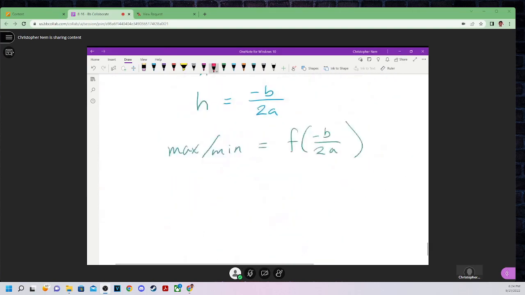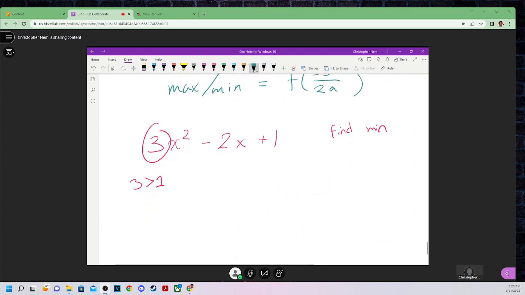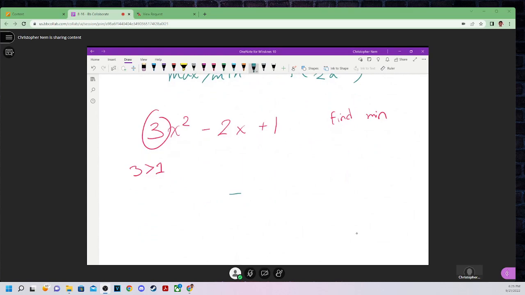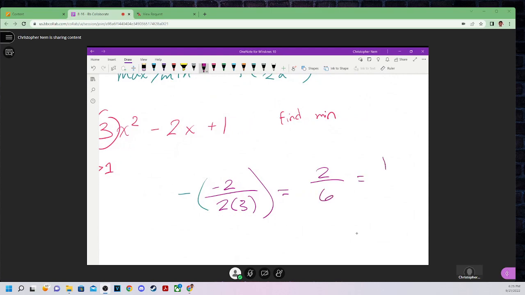So if we take an example, and you can verify this later on, let's say I have 3x squared minus 2x plus 1, and I just wanted to find the minimum. I know it's a minimum because this value 3 is bigger than 1. Well, all you have to do is find h right here, which is negative b over 2a. So let's go ahead and do that. Negative, and then b, which is negative 2, over 2 times 3. That's going to give me positive 2 over 6, which is 1/3.